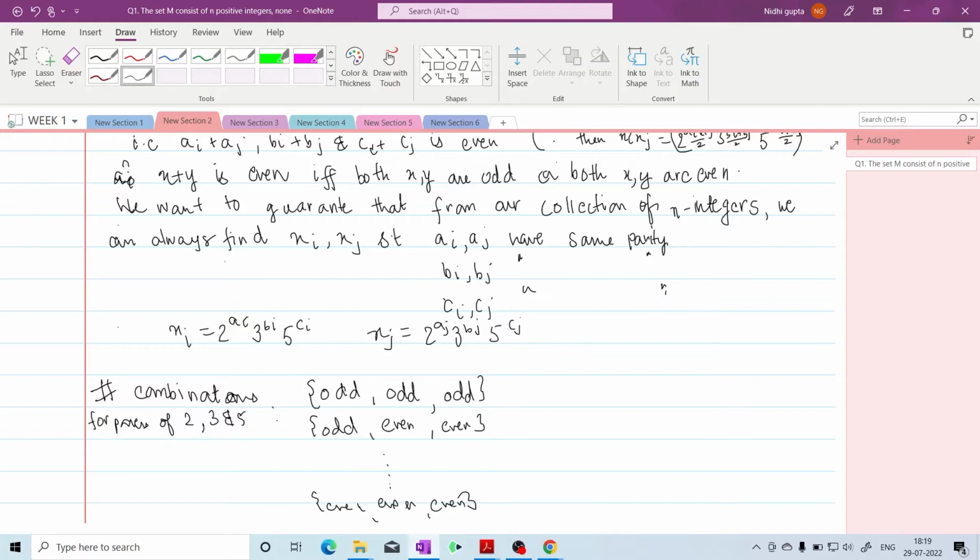So how many cases are there? Each power has two options, either odd or even. So we have a total of 8 combinations.